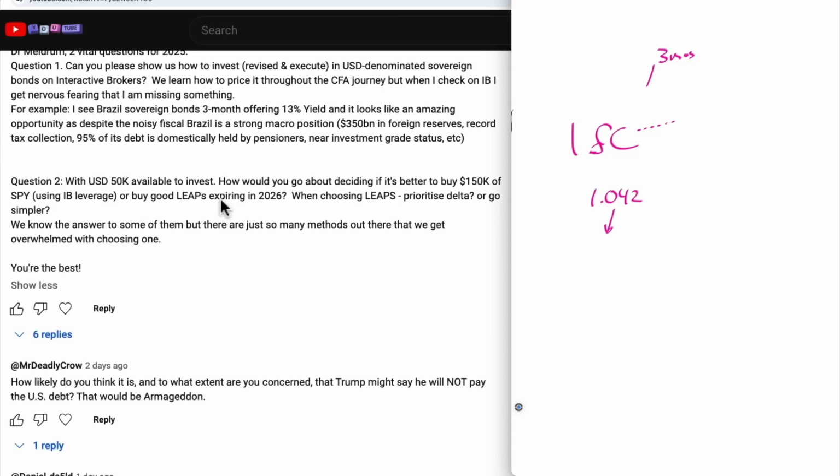With $50,000 available to invest, how would you go about deciding if it's better to buy $150K worth of SPY? I don't think you can get 3-to-1 leverage or buy good LEAPS. No, don't buy LEAPS, because you have the risk of those expiring and then being worth zero. Buy SPY. You don't need leverage. If all you have is $50,000, you're not in a position to bet it all on leverage at all.